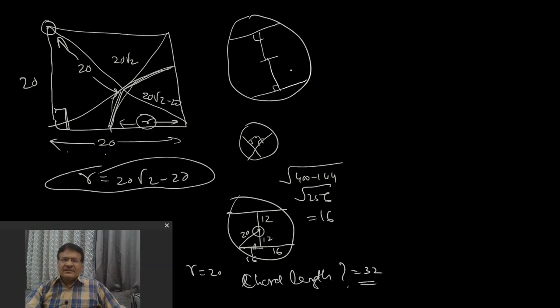Is that clear? So please remember this: if a perpendicular is drawn from the center on any chord, then it divides it into two equal parts. So these are very small theorems you are knowing.